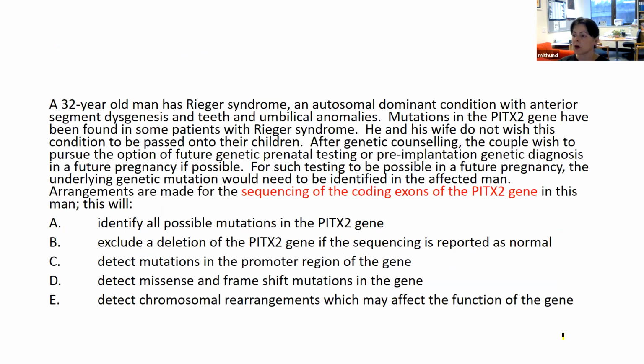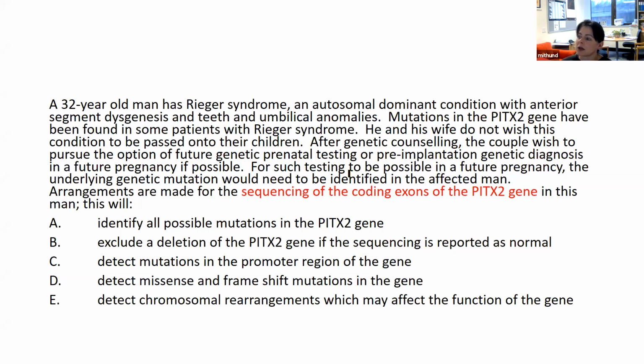In terms of putting it into the context of a question, I found this one, so you can have a go at it. We've got a 32-year-old man who has Rieger syndrome, an autosomal dominant condition with anterior segment dysgenesis, and teeth and umbilical anomalies. Mutations in the gene have been found in some patients. He and his wife do not wish to have the condition passed on to their kids, so they have genetic counseling. They wish to pursue genetic prenatal testing or pre-implantation genetic diagnosis.